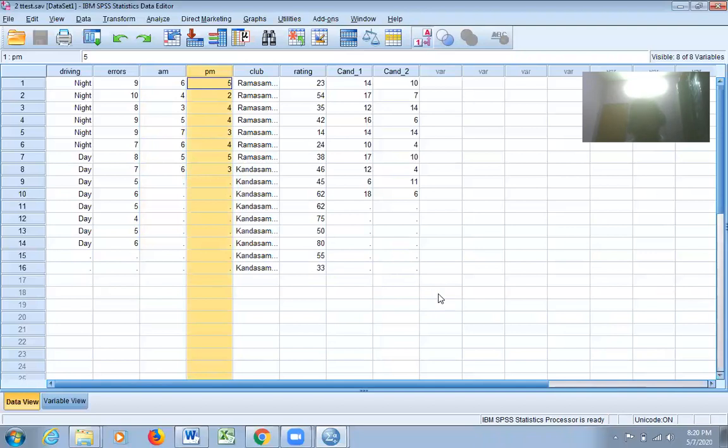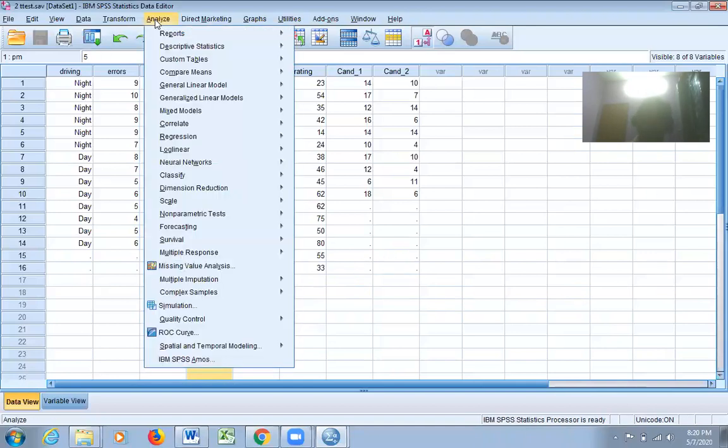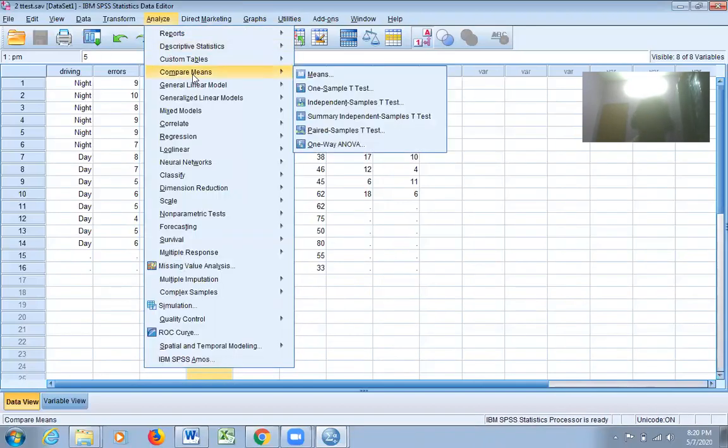So I want to see whether there is a significant difference between the marks scored by the students out of 10 when the test was conducted in the morning and when the test was conducted in the afternoon. So I go for paired samples t-test. To do so, you go to Analyze. In Analyze, come to Compare Means. In Compare Means, come to Paired-Samples T Test.